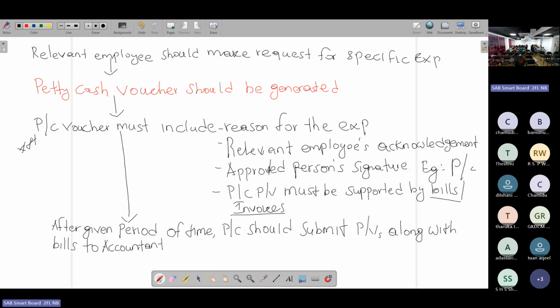Sometimes the petty cashier will record the petty cash expenses at the time of incurring them. Most of the cases, that's the practice they are doing. But at the end of the month, the accountant should take responsibility for these transactions.